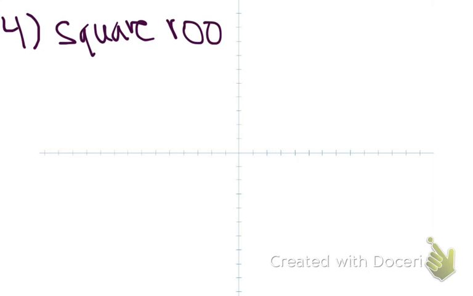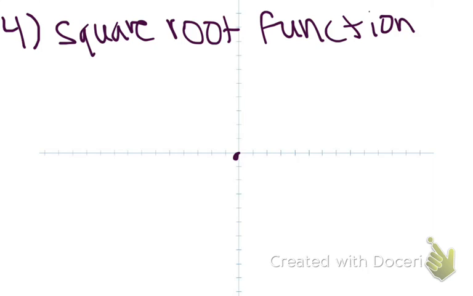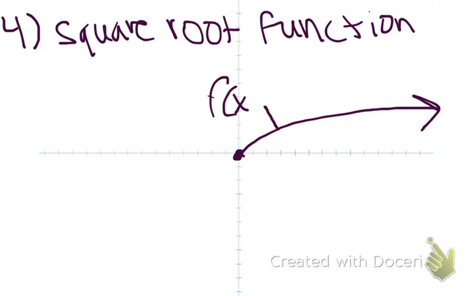Okay, so the next one would be our fourth one, which is the square root function. Okay, and then this can be drawn as kind of half a parabola, is what we usually define it as. So again, we have f of x equals the square root of x, as it says right here. So it's not too bad, that one.